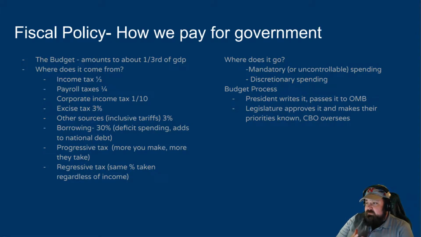So money comes in, money's got to go out. So where does this money go? Over 50% of our spending goes into what's called mandatory or uncontrollable spending. This is money that legally has to be spent. It's part of our mandates; we are required to spend this money. These are things like Medicare and Social Security. That's half the budget right there.